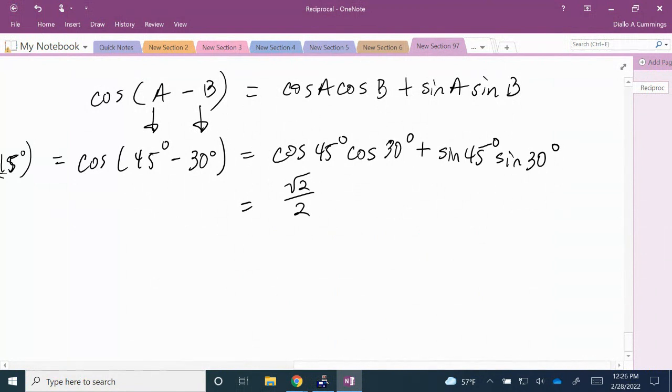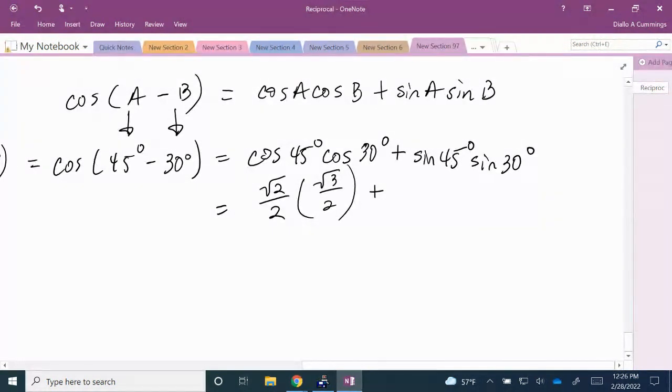times the cosine of 30 degrees, which is square root of 3 over 2, plus the sine of 45 degrees, which is square root of 2 over 2, times the sine of 30 degrees, which is 1/2. All right, so we have two terms. This is our first term, and this is our second term.